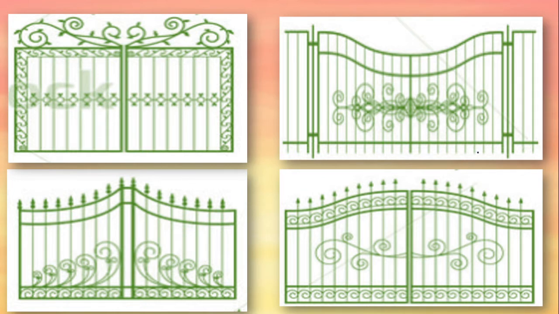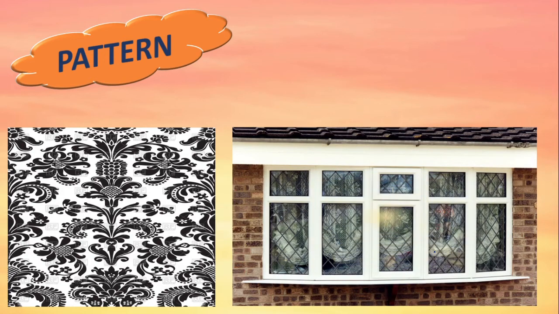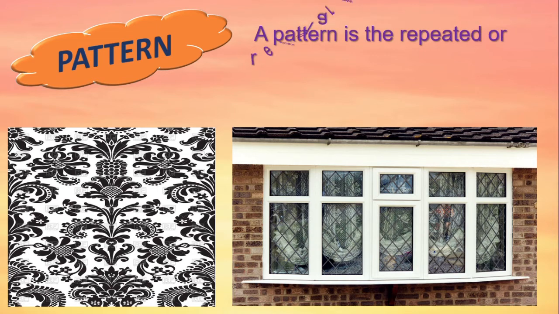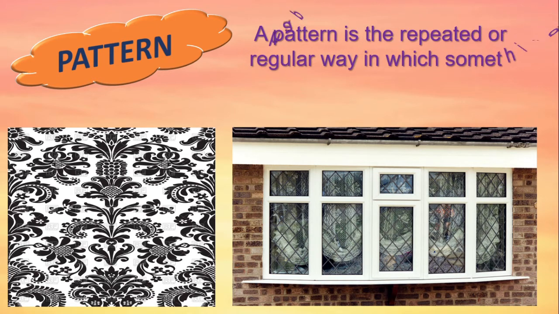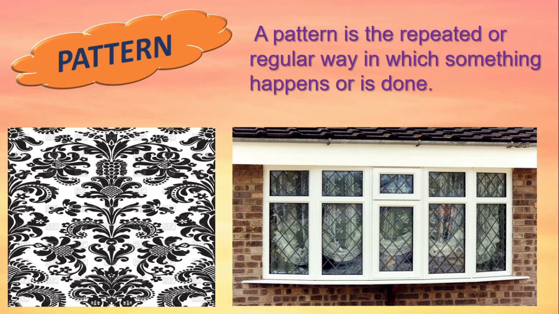Okay, good. These are called as patterns. Before that, we will try to understand the meaning of pattern. P-A-T-T-E-R-N, pattern. Again, here you can see one pattern, one more pattern. Dear children, by observing all these pictures, we can say here a pattern is the repeated or regular way in which something happens or is done purposely.